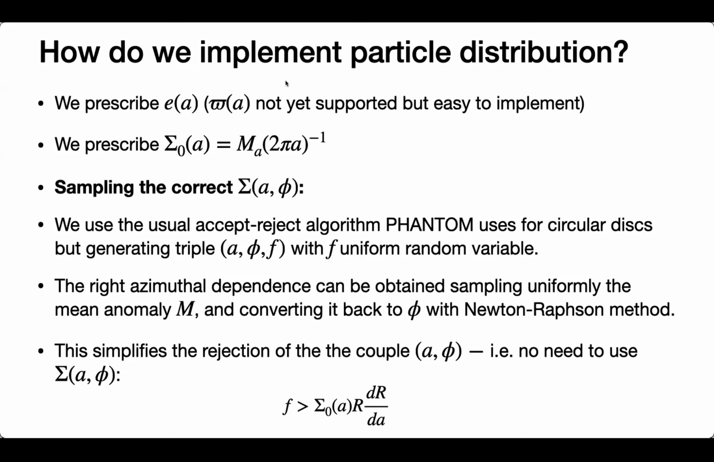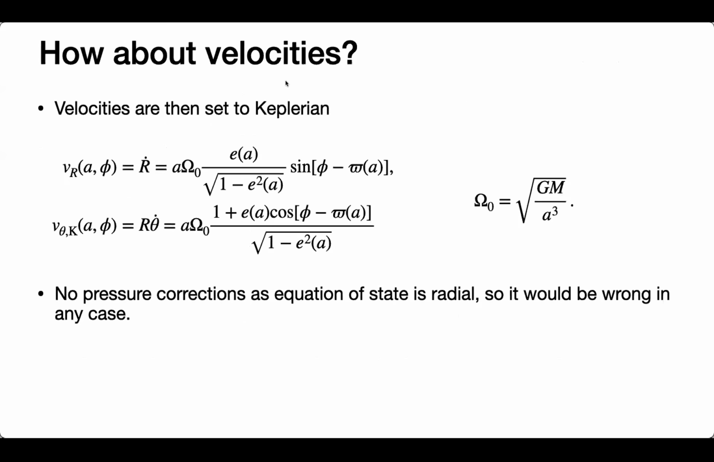But in any case, there are equations that allow you to move from this quantity that can be sampled uniformly to the true anomaly. And this actually gives you the right distribution along the orbit, as I was showing you in the plots before. So the velocities I'm using in this context are the Keplerian velocities. I'm not applying any correction for pressure. So this is the setup that is at the moment implemented in Phantom.